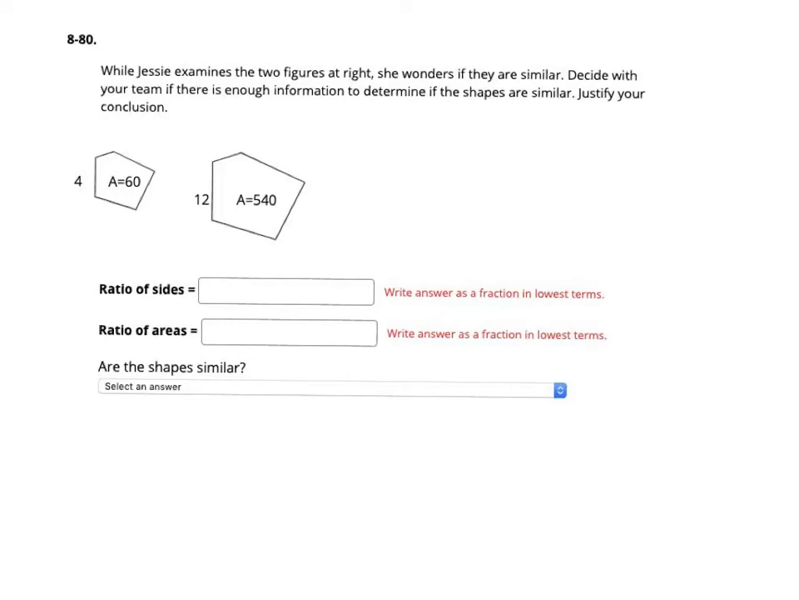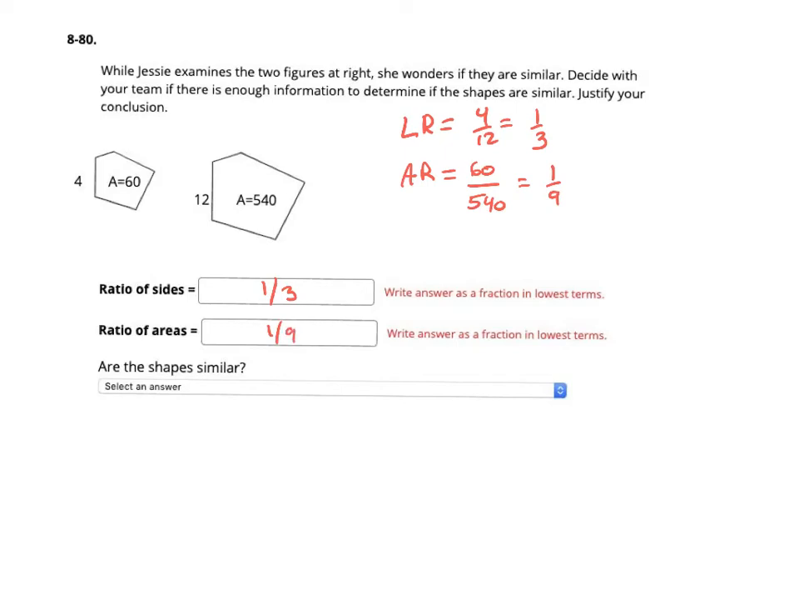Justify your conclusion. Well, the first thing I'm going to do is take a look at the ratio of the sides. That is my linear ratio. So that's going to be 4 over 12. When I do 4 over 12, that reduces to 1/3. So that will be the ratio of my sides. Next, I need to find the ratio of my areas. That's my area ratio, which will be 60 over 540. When you reduce that fraction, that reduces to 1/9.